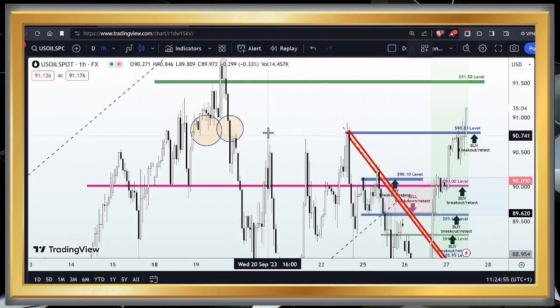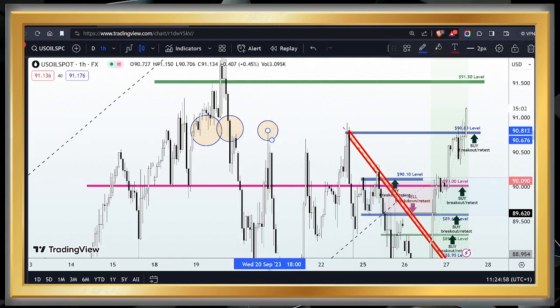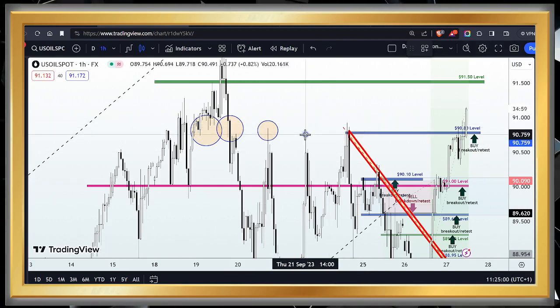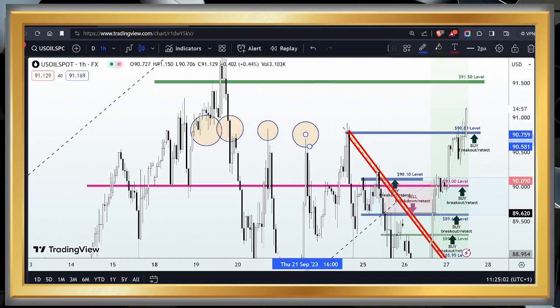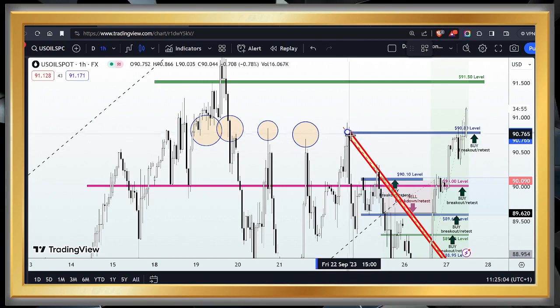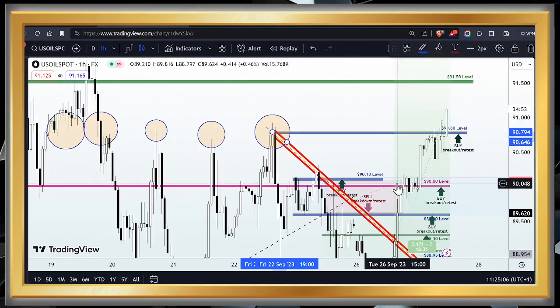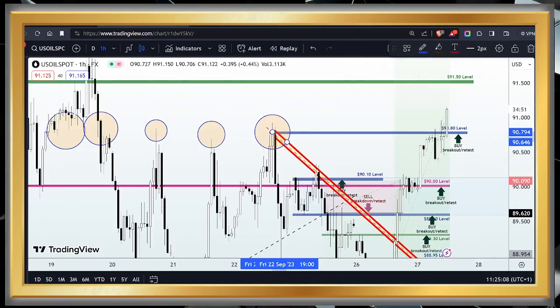We saw selling pressure since last week Wednesday. As you will see, buyers have been finding it difficult to break through that area. And in fact, this also happened last week Friday, as you will see here. And right now we have a breakout of the structure.